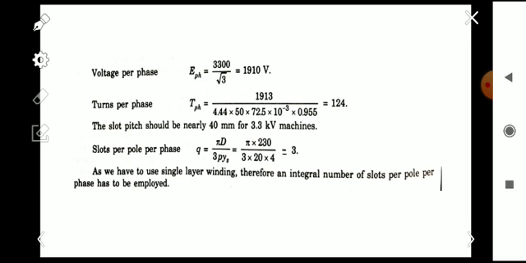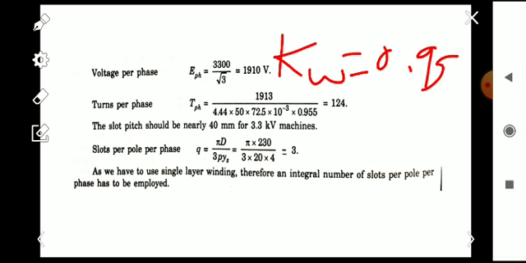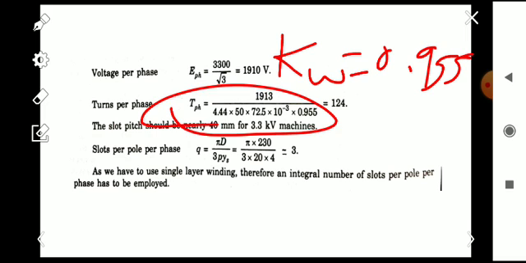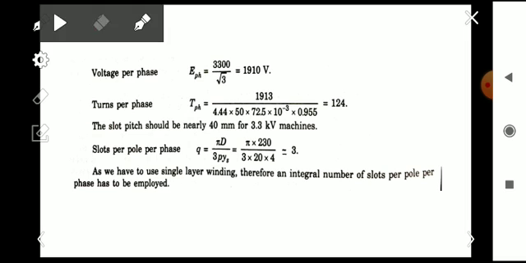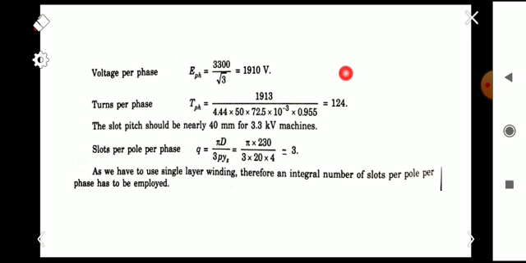So here, the turns per phase. T phase is found as 124. Here the value of Kw is not given, so we can assume the value of Kw as 0.955. This is the correct value of assumption for the winding factor Kw. By substituting those values in the T phase equation, we are finding the value of T phase as 124.